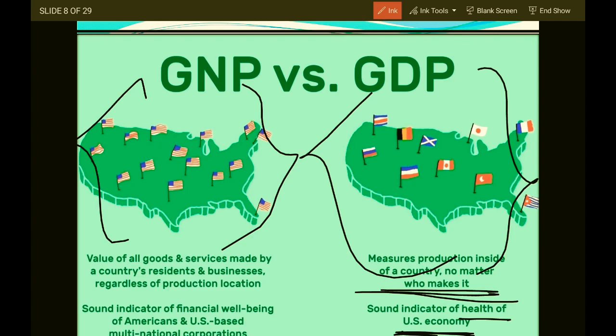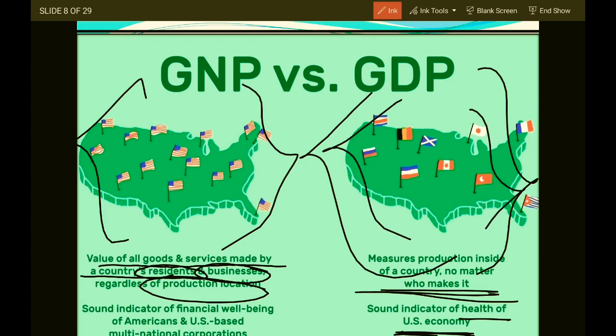Now let us focus on GNP. What is GNP? The value of all goods and services made by a country's residents and businesses regardless of the production location. Now this is just the opposite. We are not concerned here with who makes it in GDP, but in GNP we are concerned with who makes it. The production and services contributed by the nationals, the citizens of that country, are included in gross national product.